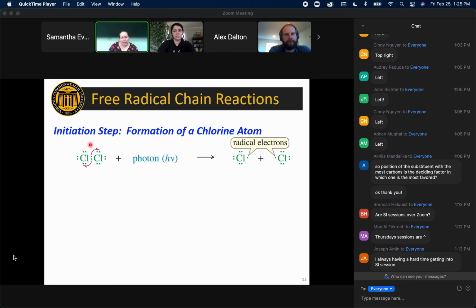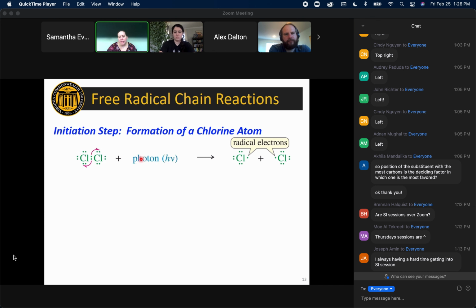So step by step, mechanistically, here's what this free radical chain reaction looks like. During the initiation step, the molecular chlorine will be broken so that there's no longer a sigma bond between the two chlorine atoms, but instead it will become two chlorine radicals. So what I'm saying here is that the sigma bond between these two chlorine atoms is going to break in such a way that one electron goes with each chlorine atom.